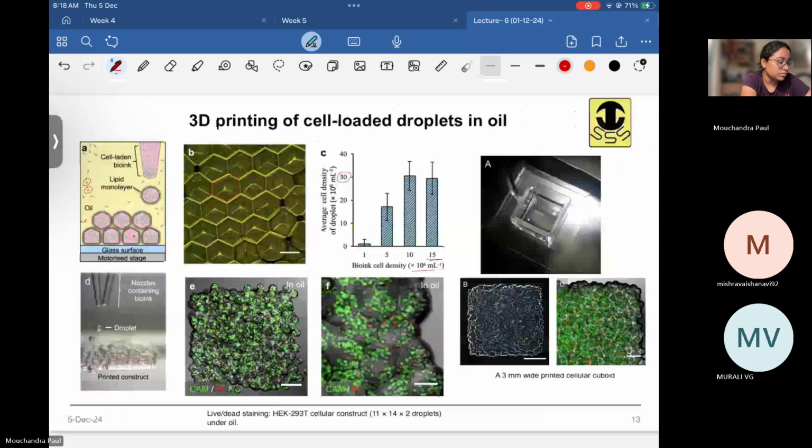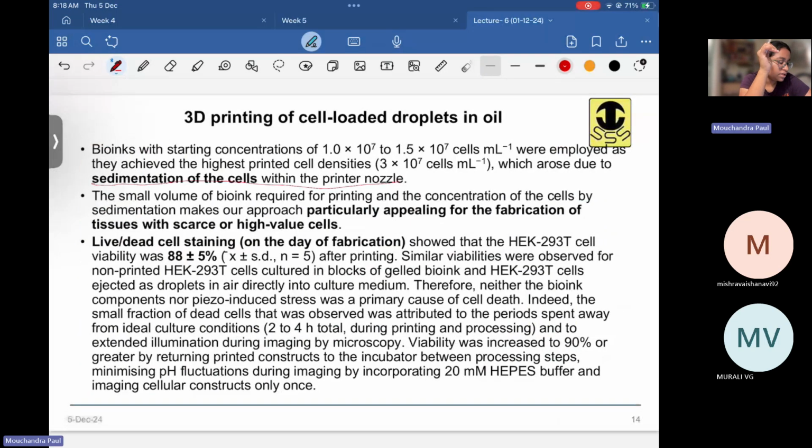Okay, so they say, since this is the result, since they are getting very high cell density printed construct with a very small volume of bioink, their technique is quite appealing if you want to fabricate 3D structures of tissues with very high value cells. If we are using cells whose extraction is quite expensive, you need more resources to do that, or it's very difficult to get. If you're working with these kind of cells, then their technique works very well.